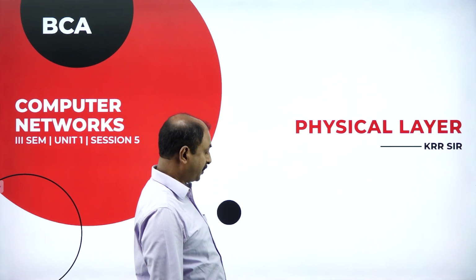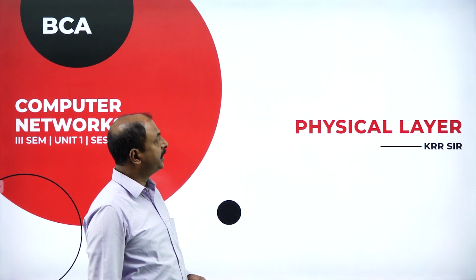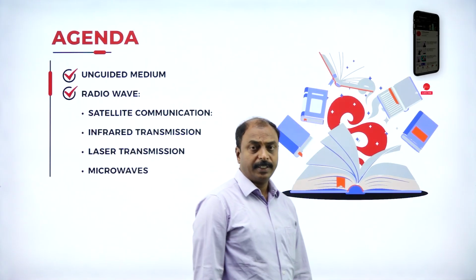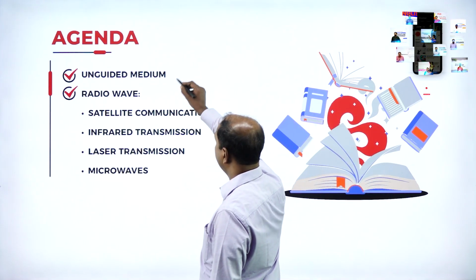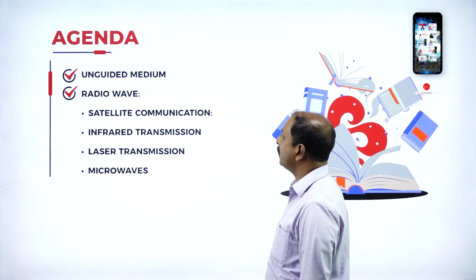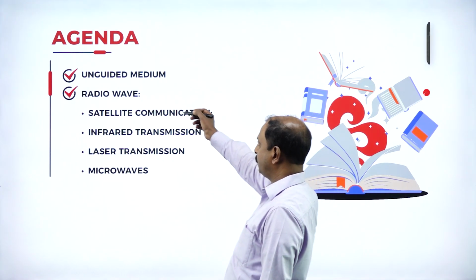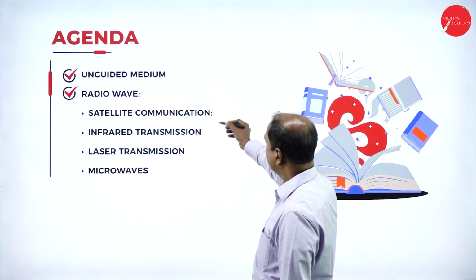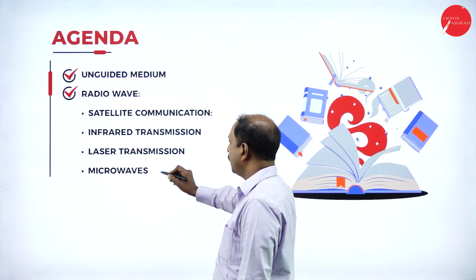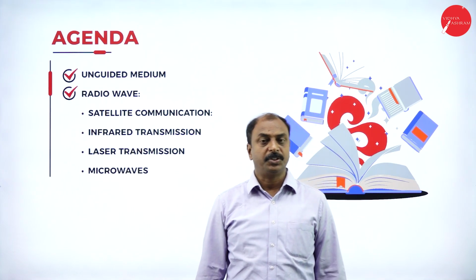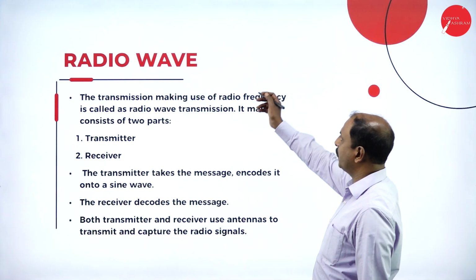Students, let us start our discussion with the chapter Physical Layer. In this session, we are going to talk about unguided media of communication or transmission. Under that, we are going to discuss radio wave, satellite communication, infrared transmission, laser transmission, and microwave transmission. So, let us start with radio wave.